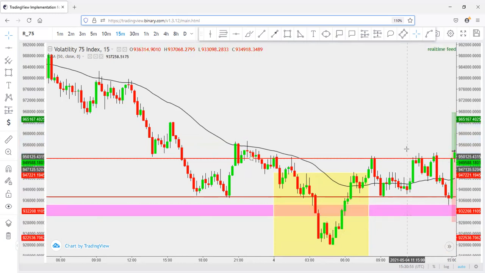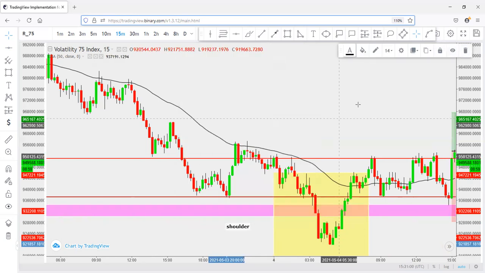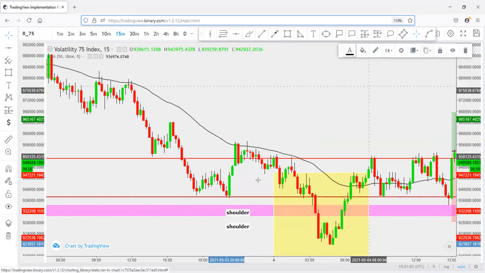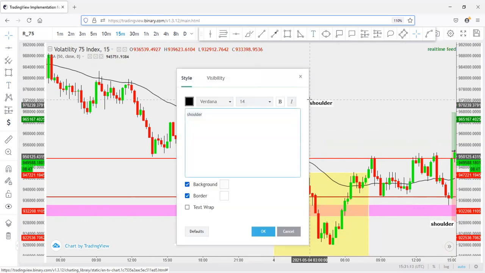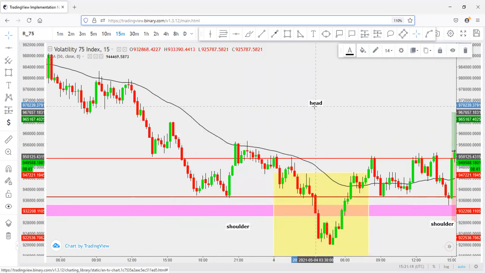Because if you look at this structure another way, we have a shoulder here, we have another shoulder here for those who do trade patterns, and then we have our head right there. So we have our head and shoulders pattern for those who do trade patterns. But for those who do trade price action, I have explained step by step how you look at this based on market structure.